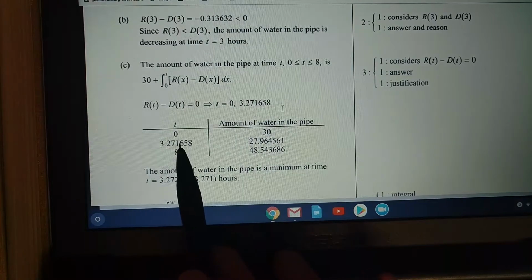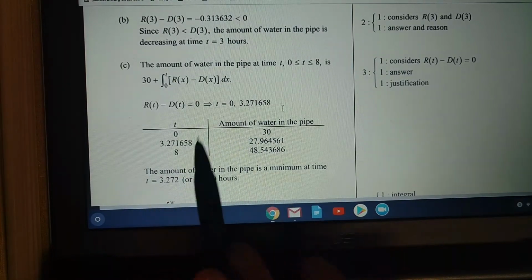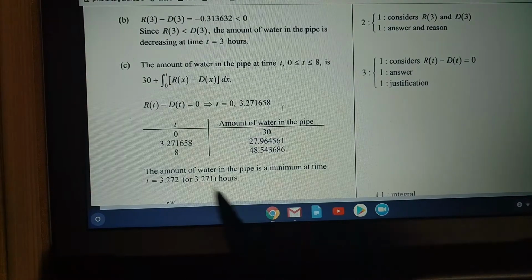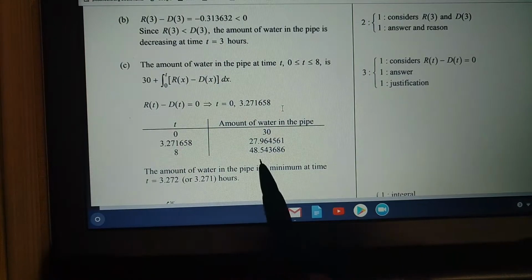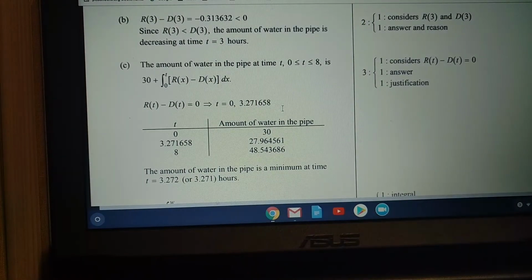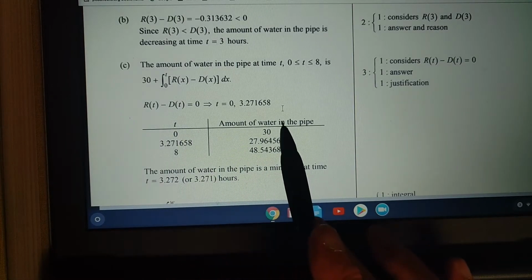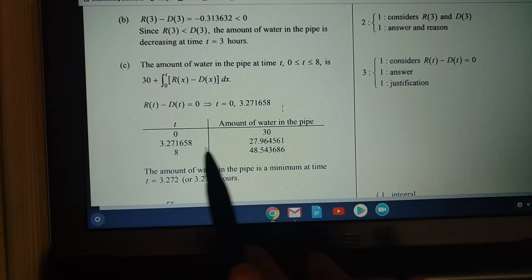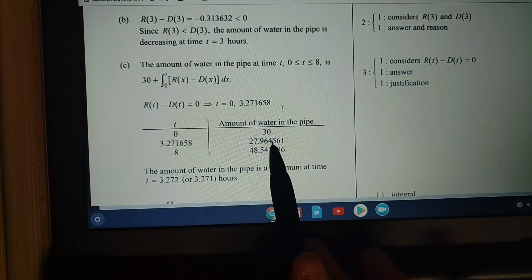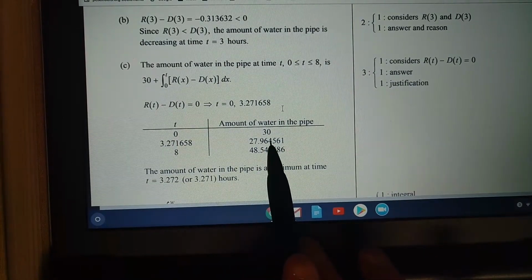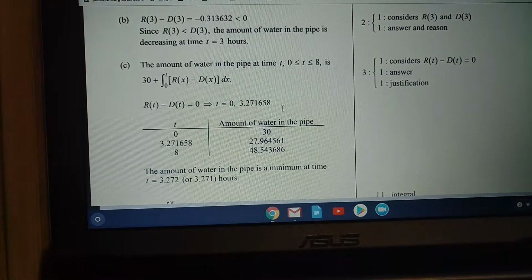When we put in this point, put in that value for T, we get 27.965. When we put in 8 for T, we get 48.544. And we notice here, this is our justification. We have checked every candidate. This is the one where at this time, this is the lowest amount of water. So the minimum amount is this value at that time of 3.272.